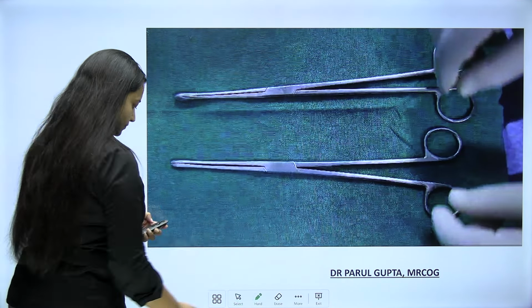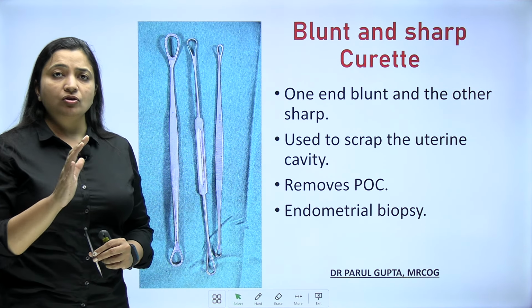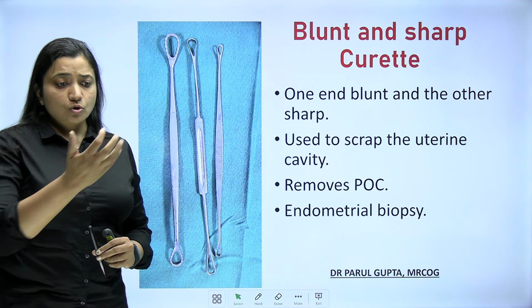Now once you are through, you feel that the contents have been taken out. Now you have to be sure whether the uterus is completely empty or not. So you want to scrape the uterine walls and feel the gritty sensation that yes, this wall is empty, this wall is empty. So we go inside with a blunt and sharp curette.